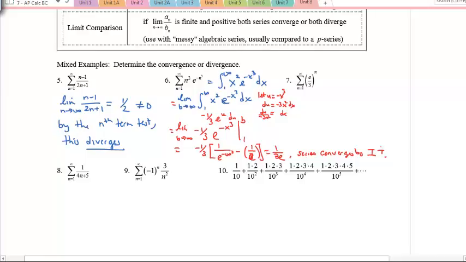This one you see powers, but I see this as a special type of power. The ratio is just e over 3. That of course is less than 1, so by the geometric series test, this series converges.